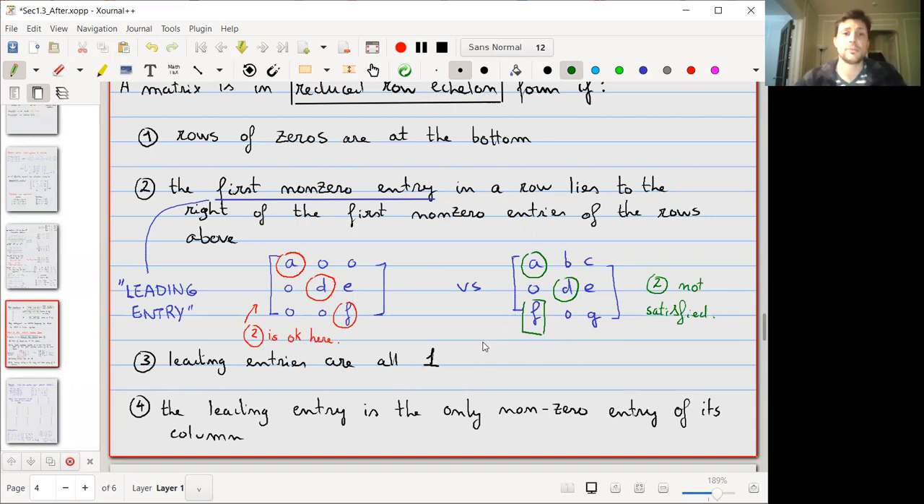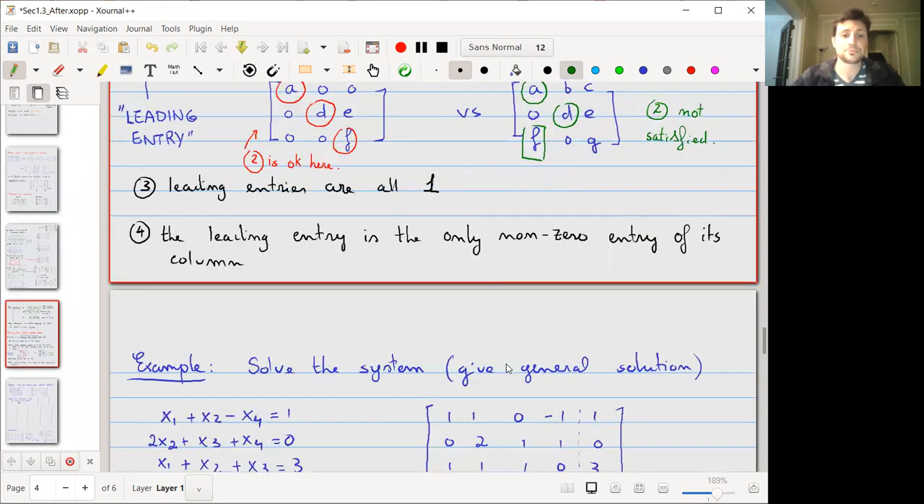Other requirements for a matrix to be in reduced row echelon form is that all of the leading entries are equal to 1, and all of the leading entries are the only non-zero entry on their corresponding columns. These 4 conditions may sound a little bit complicated like this, but let's see them in an example.